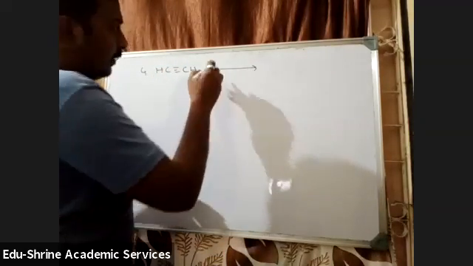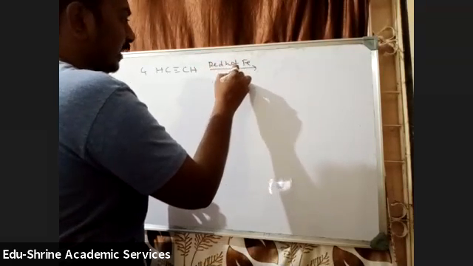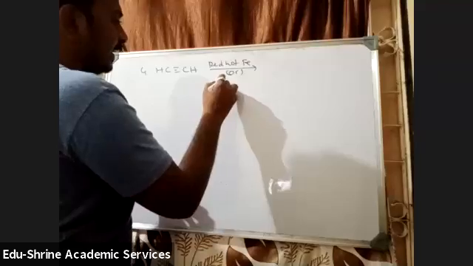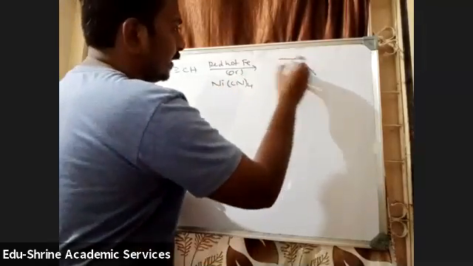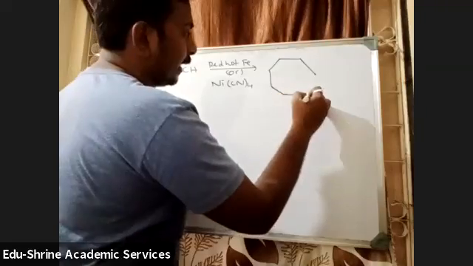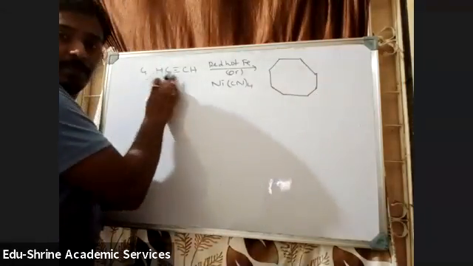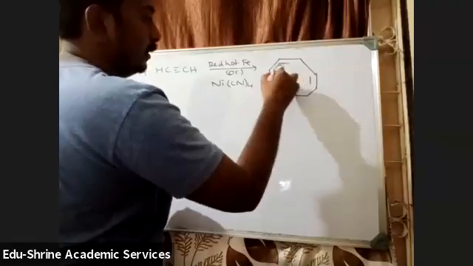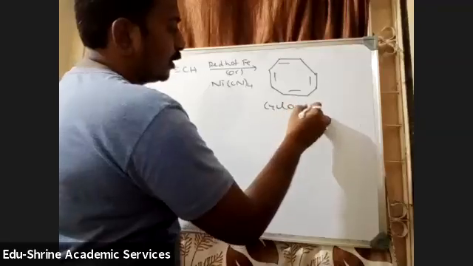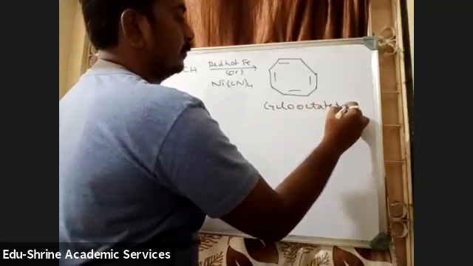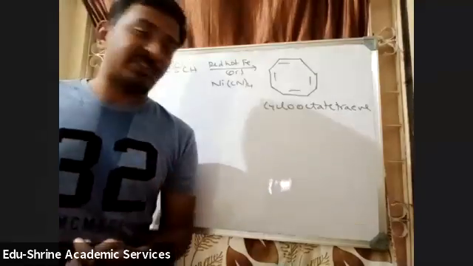Again here, either you can use red hot iron or you can use one more catalyst, nickel tetracyanide. Anything you can use. You will be getting cyclooctatetraene: 1, 2, 3, 4, 5, 6, 7, 8. 4 into 2 means 8 carbon atoms. This will be the product formed. This is called cyclooctatetraene. Not there in NCERT, but one more polymerization reaction.